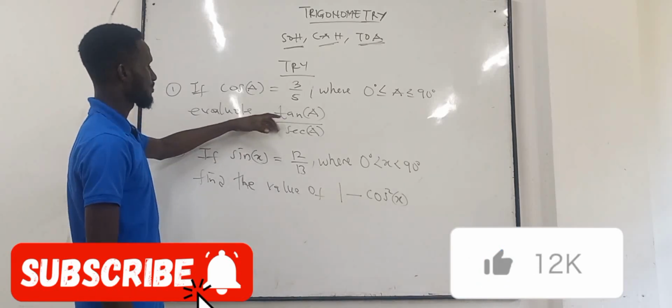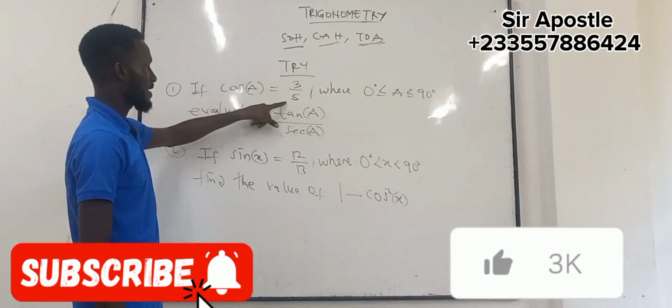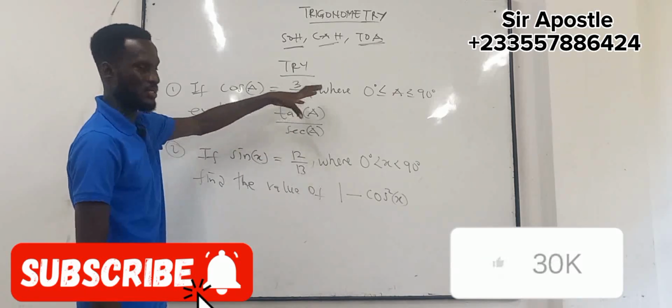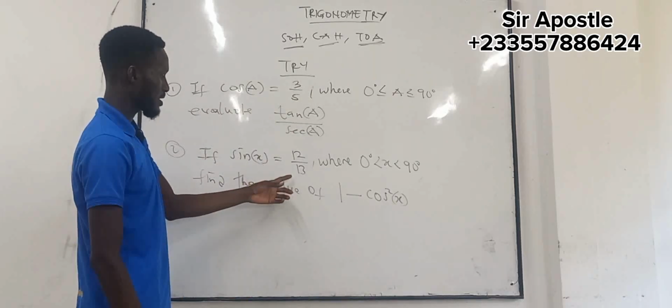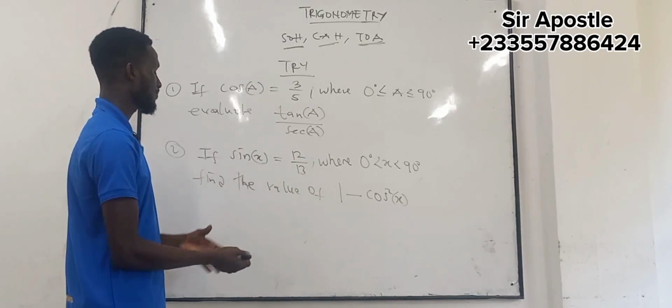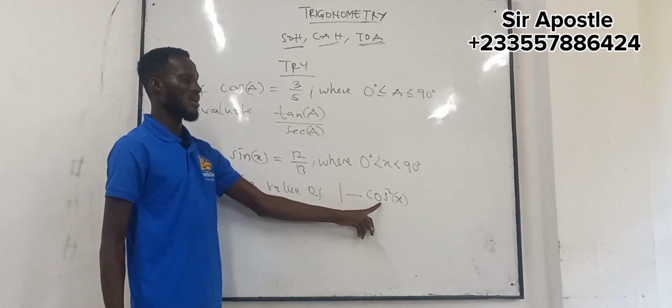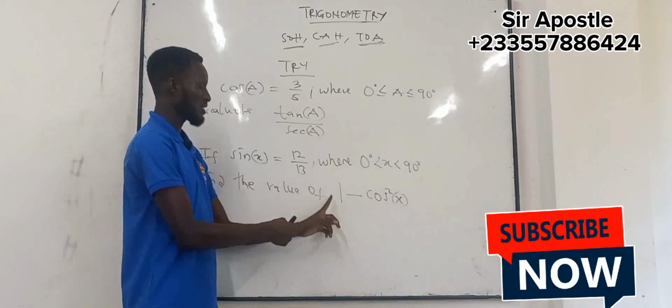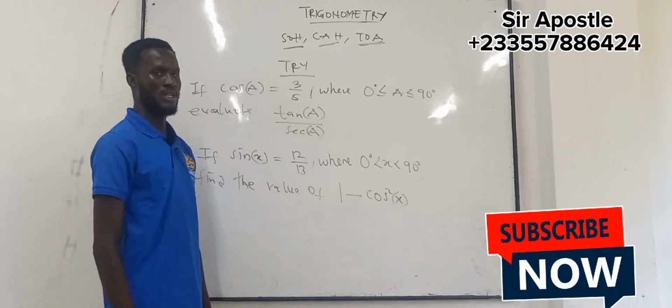With the first one, you draw a right angle triangle, you find tan A, then you look for your sec A, you substitute, then you simplify. The same applies to this one. You draw a right angle triangle, you find the other side, then you solve for your cos x, you substitute into 1 minus cos squared x, and you solve the answer.